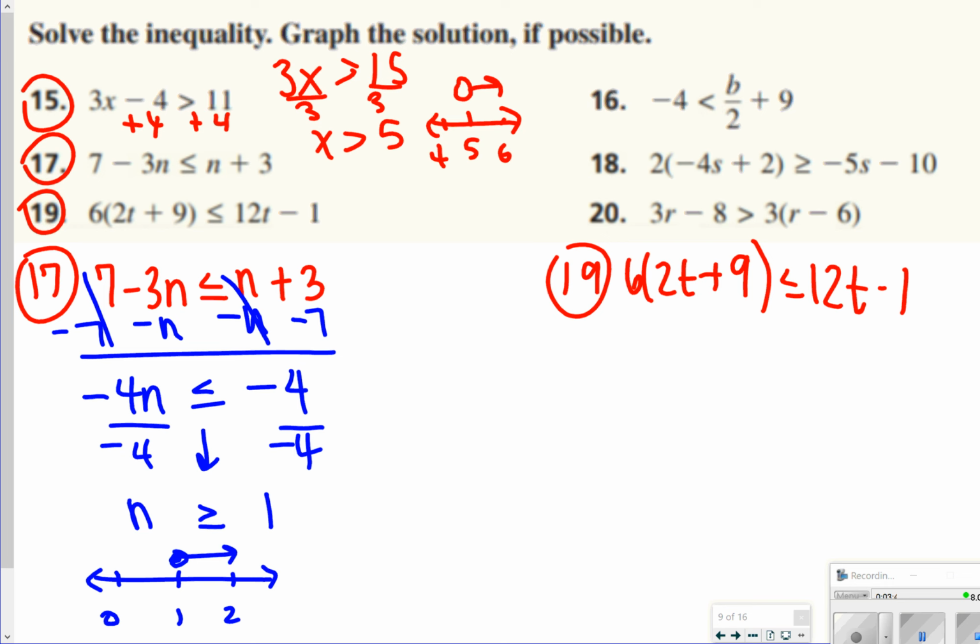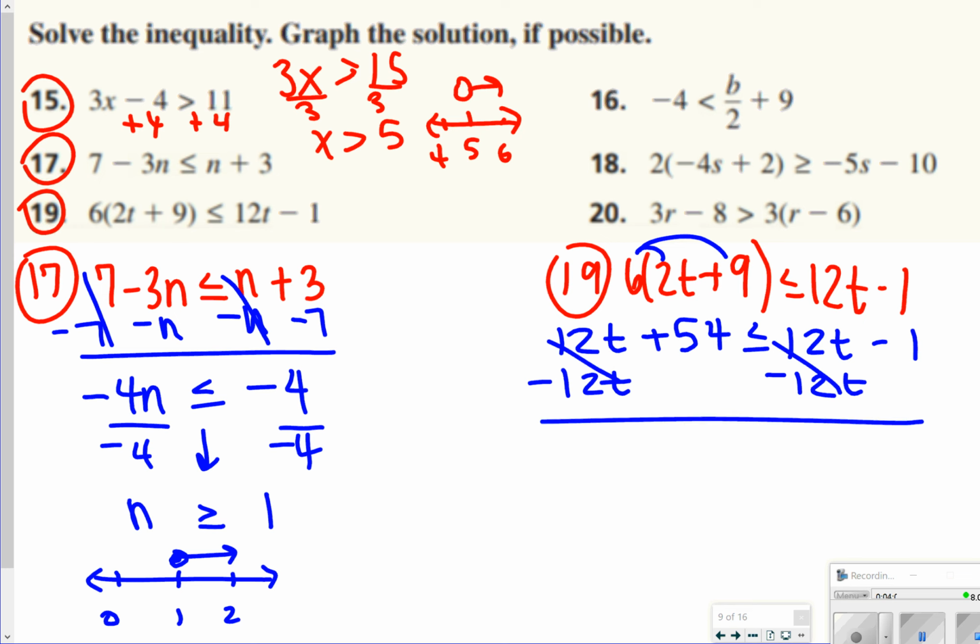For number 19, you had to distribute first. So that is 12t plus 54 is less than or equal to 12t minus 1. Some of you probably started to move 12t to the left.